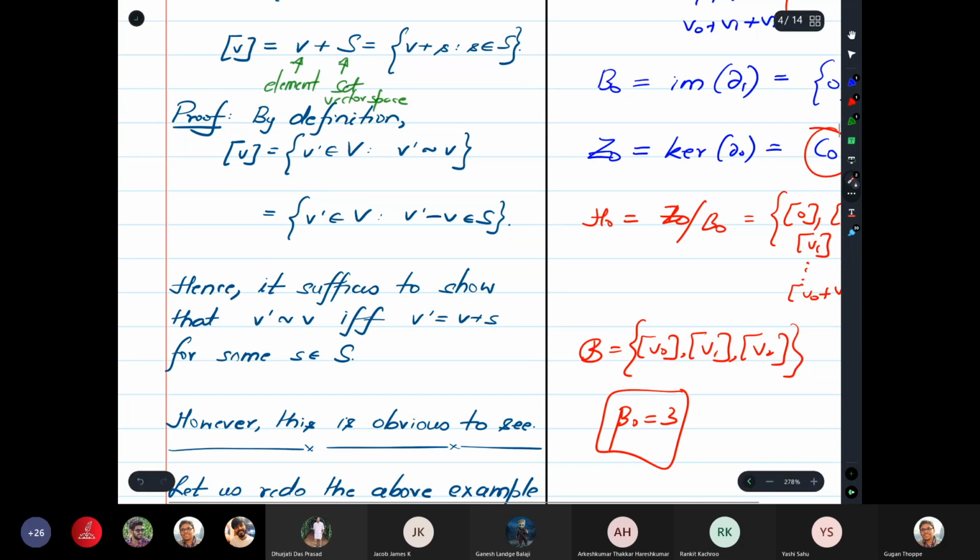So this is what I have written over here. Hence it suffices to show that two elements V prime and V are equivalent if and only if V prime is of the form V plus S, right? So that is what we need to say, right? So every element in this set, which is V prime, is of the form V plus S. That's all we have to show. But this is trivially true, right? And hence it follows that this representation and this representation are one and the same. Okay, I'll pause here for a second or two.